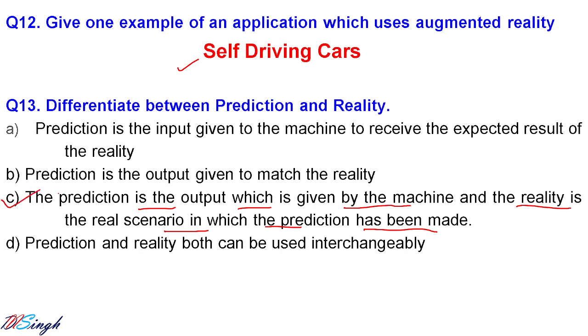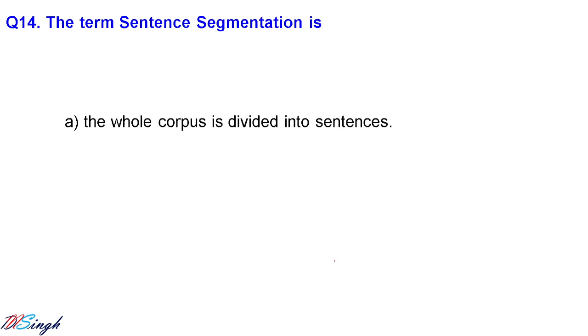So option C will be correct. Reality is what? The real scenario in which the prediction is made. Prediction is the output given by the machine for the test data or whatever data you have provided. Prediction and reality both can be used interchangeably. That is also wrong. Prediction is different and reality is different. Let us go for the next question.